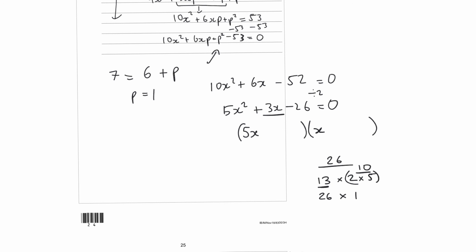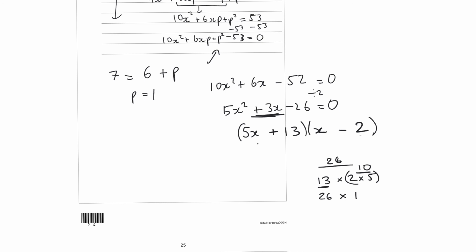So then that means that the 2 would go in this bracket because that's going to be times by 5. And then the 13 would go in the other bracket. But one has to be negative and one has to be positive and it has to leave a positive 3x. So the best way is if you have plus the 13, because that would make positive 13x, and then take away 10x. That would leave you with 3x. So now we've got our factorized brackets, we can work out the two values of x.